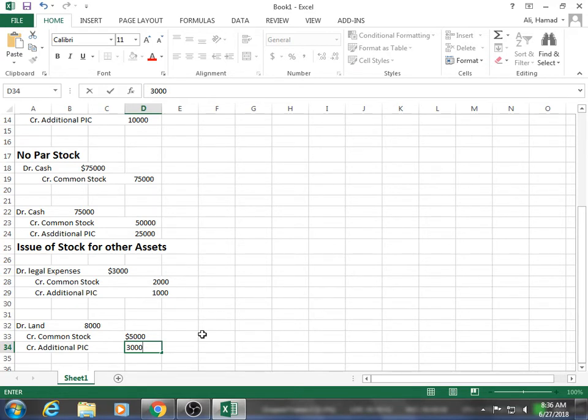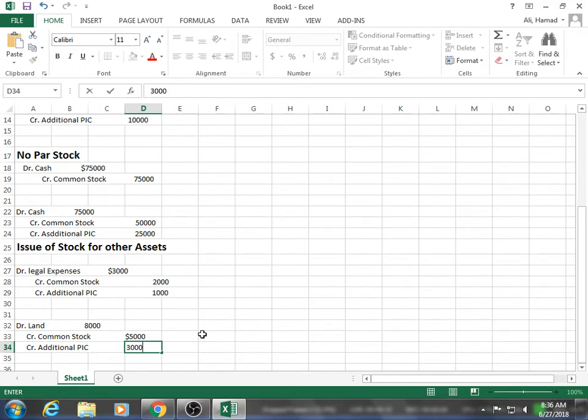Easy, correct? Just remember, automatically you debit either the cash or the asset and you credit common stock. And then, to make up the difference, additional PIC. PIC meaning paid in capital. Yes, sir, additional paid in capital, because we write the word additional.